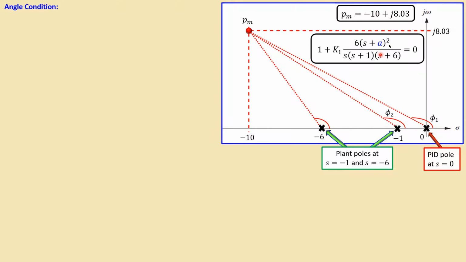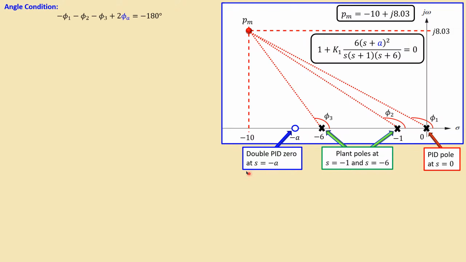In addition, we have of course the zero, which is the PID zero. It is a double zero, located at minus A. We don't know yet where it is. It is maybe here, it may be there, maybe on the left side of this vertical dotted line. We will determine that shortly.